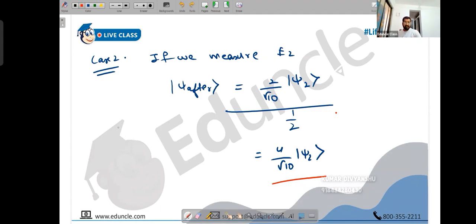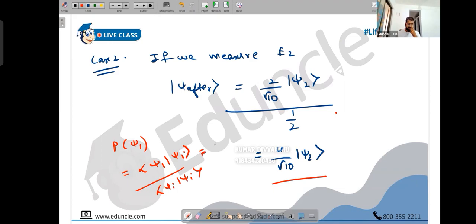Probability, it should be 1 or 0, either of them. But if I write, let me think, probability of measuring psi 1, this would be the formula that we have learned: psi 1 psi I upon psi I psi I. Okay. Psi 1 psi I, which is 4 upon root 10. Okay, it's correct. Good, great.